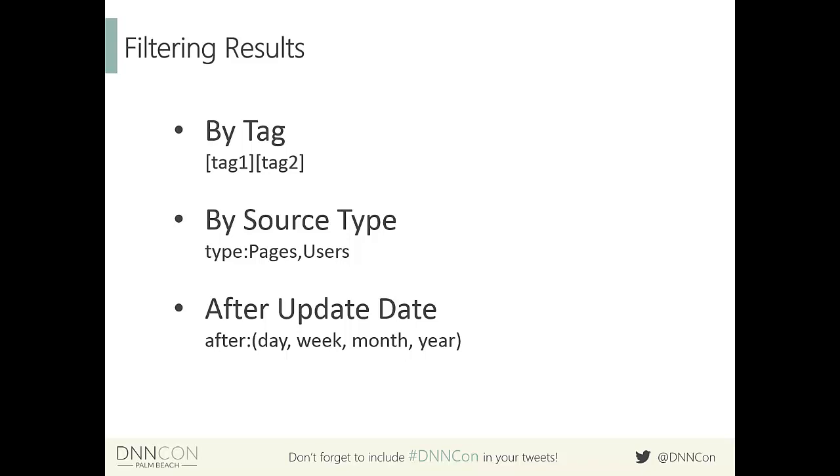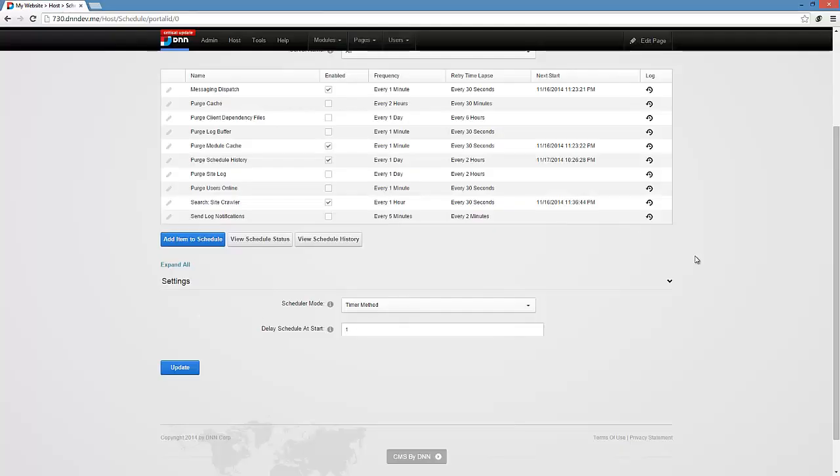These are three ways that we could filter the results in the existing core search. You can filter by tag, by source type, which would be like the module type, or by the updated date, using the after keyword. This would be after any piece of content you want to see that has been updated after a day or after the last week or after the last month or by year. Let me give you a little bit of illustration on how this works.